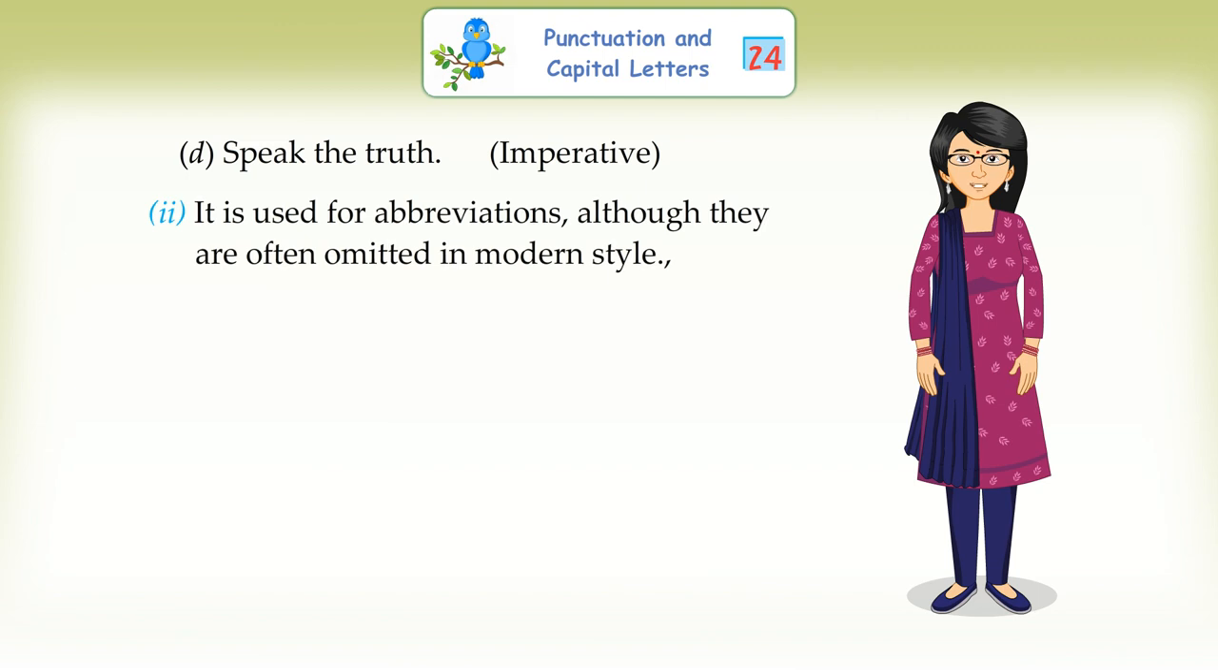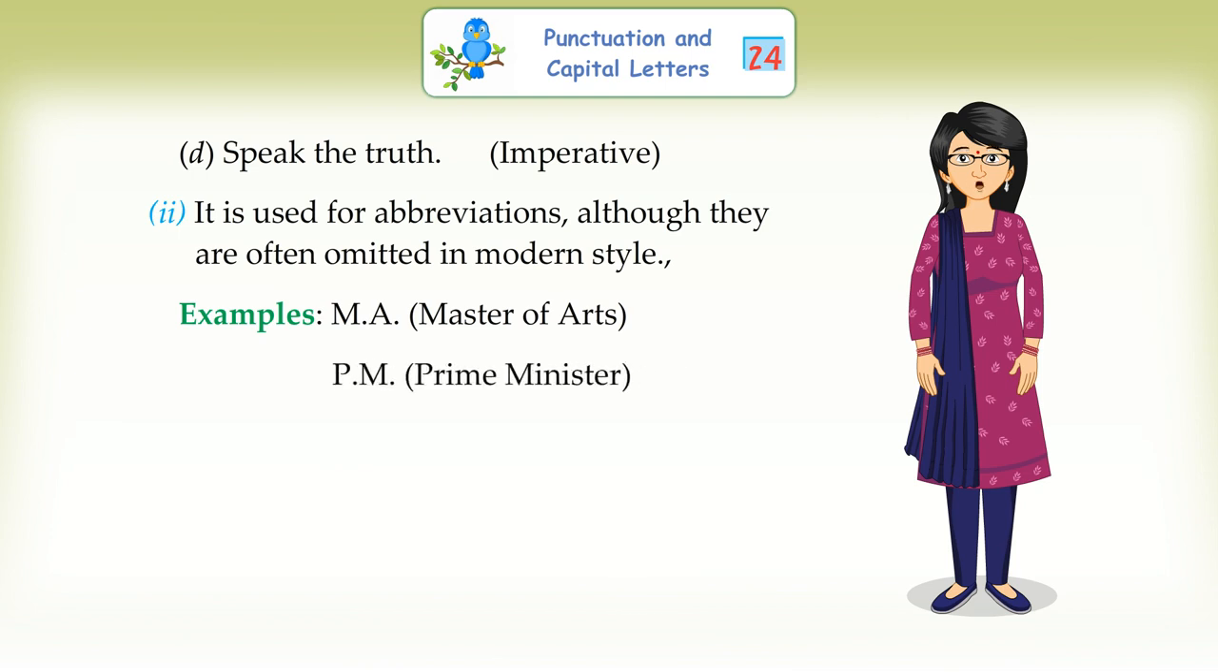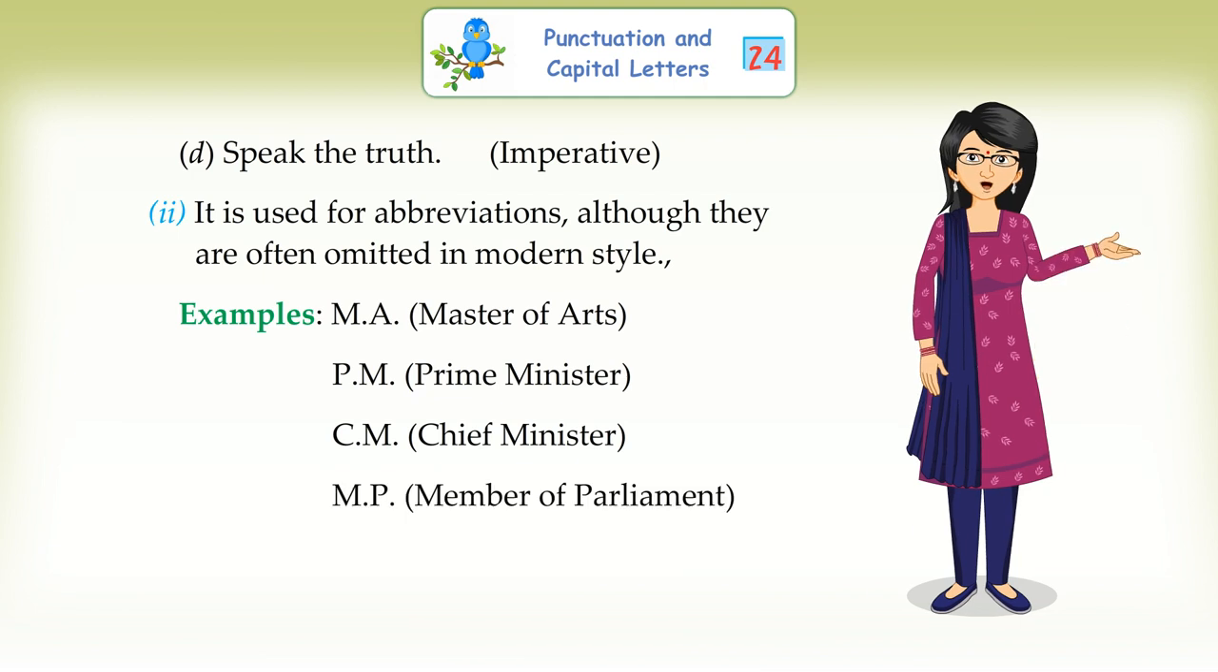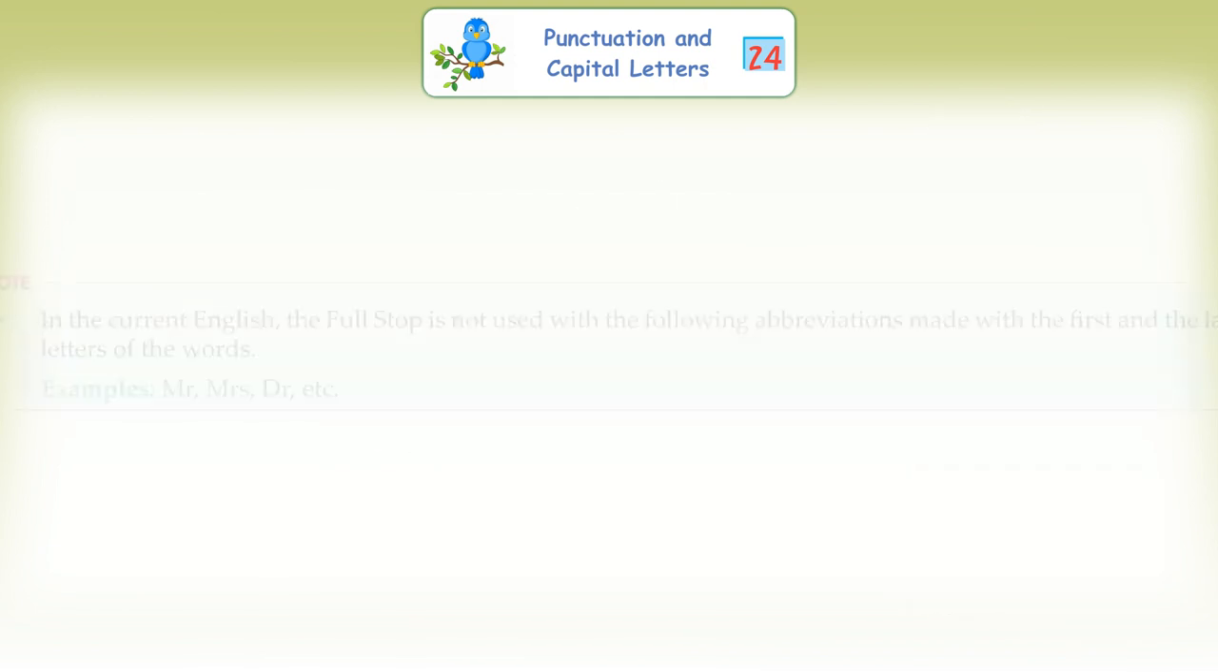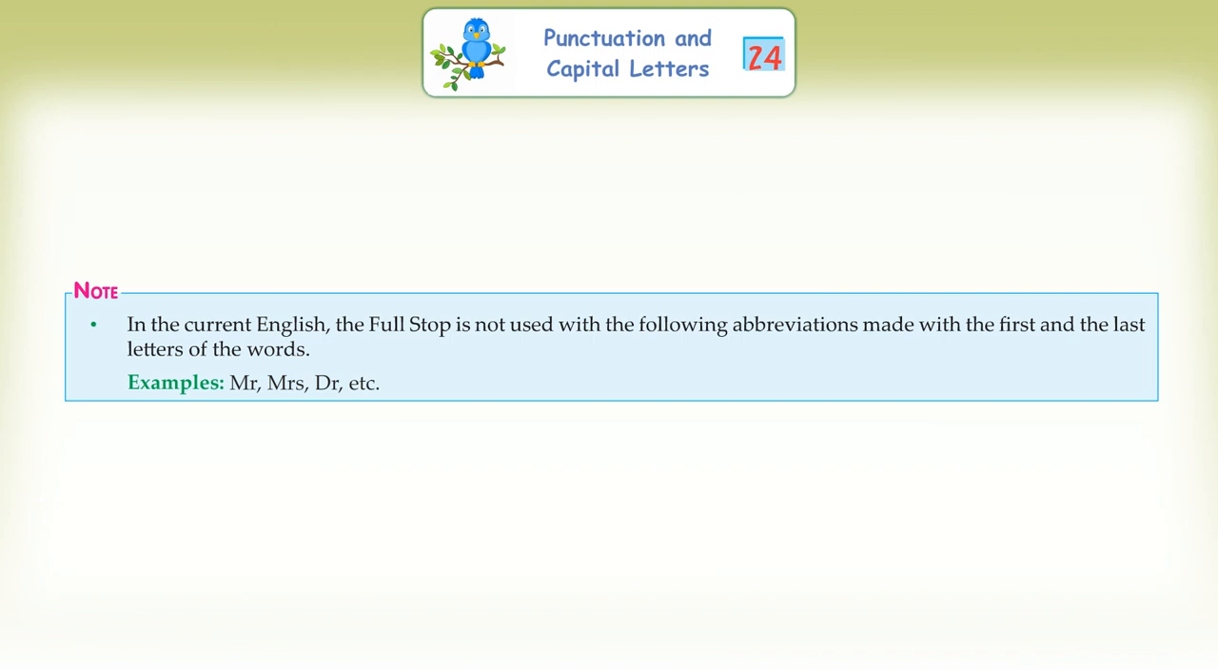It is used for abbreviations, although the stops are often omitted in modern style. Examples: M.A., Master of Arts; P.M., Prime Minister; C.M., Chief Minister; M.P., Member of Parliament. Note: in current English, the full stop is not used with abbreviations made with the first and the last letter of the words. Examples: Mr, Mrs, Dr, etc.